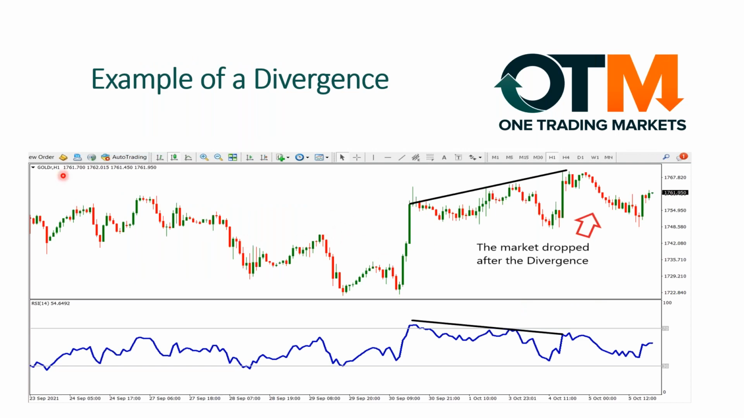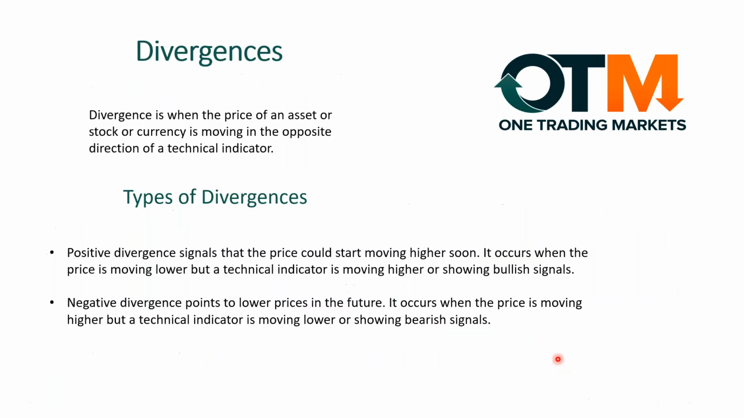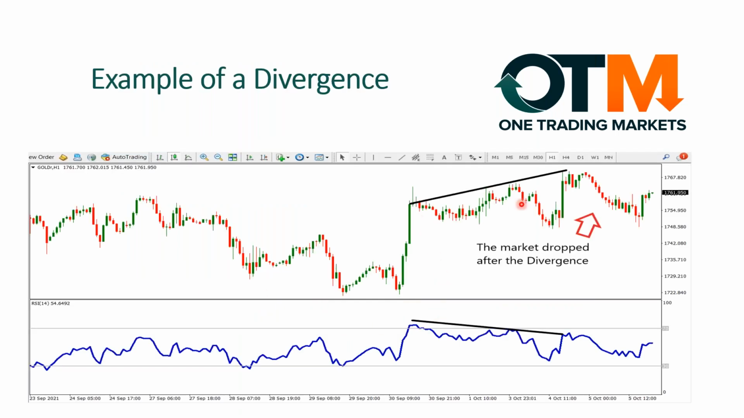Now here with me on the screen, we have the gold market on a 1 hour chart. So each candle represents 1 hour. Notice here how the market is moving up from point A to point B. But if we look at the indicator, it is actually moving lower from point A to point B. So basically the market's going up, but the indicator is going down. Look at here, the price is moving higher, but the technical indicator is moving lower. It's a negative divergence. And that tells us that the market in the future has some potential to drop. And notice here, after the divergence has ended, the market started dropping.